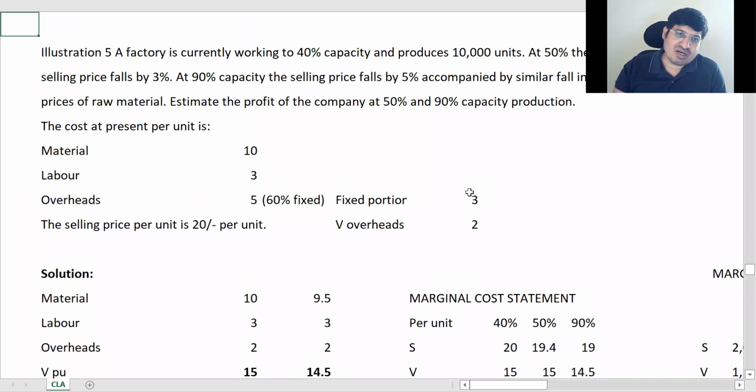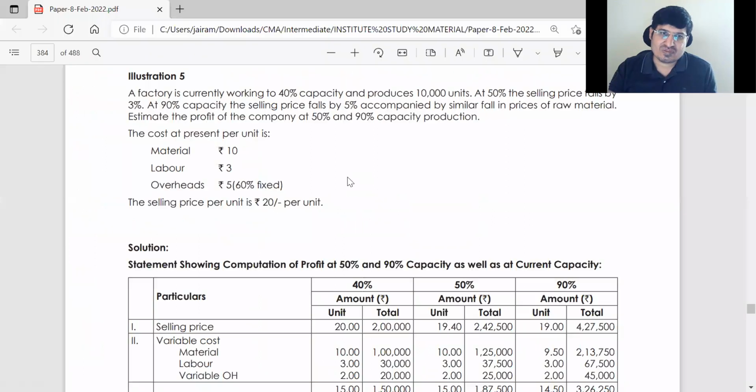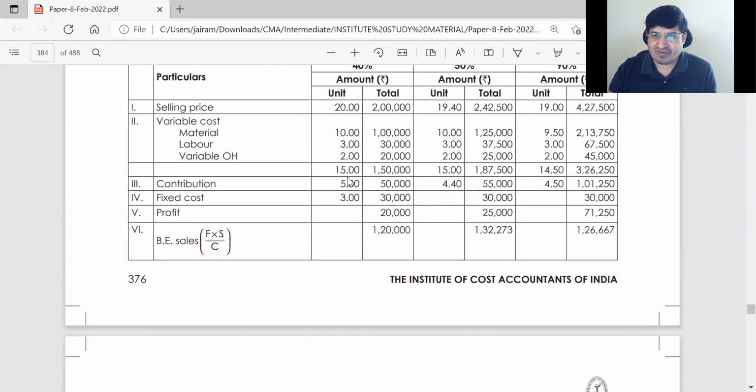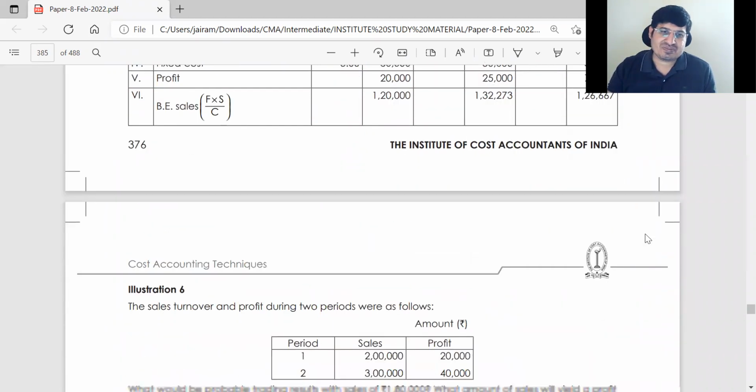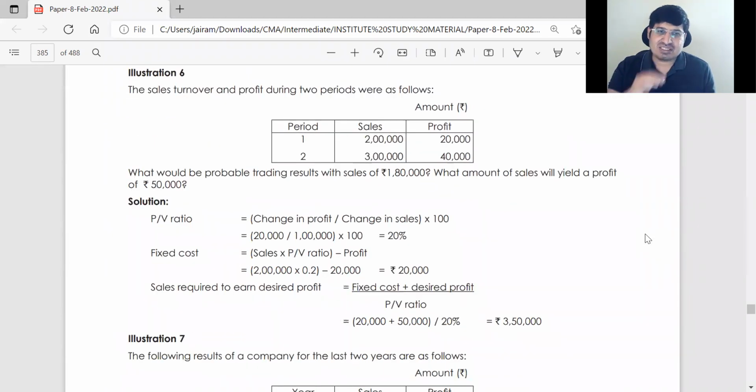ठीक है, तो हम लोग आगे जाएंगे. 5 हो गया. Illustration 6 के लिए I'll take you to the study material straight away. Illustration 6. ठीक है, ये था आपका illustration 5. Okay, देखिए आप same 25,000, 71,250. Now illustration 6.